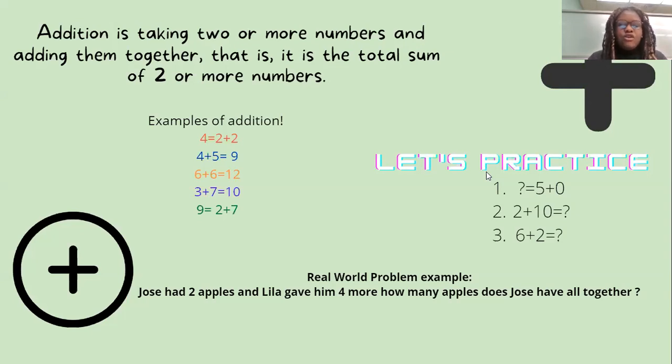So we're also going to get ourselves familiar with a real world example. Let's say your friend Jose had 2 apples and Lilia gave him 4 more. How many apples does Jose have altogether? So basically, what we will do to find out the answer to this problem is use what? Addition, right? Great answer. So we will do 2 plus 4, and that will equal 6 apples altogether.